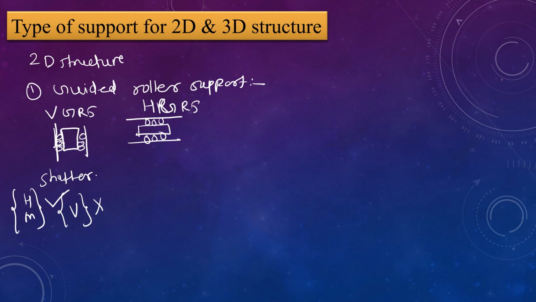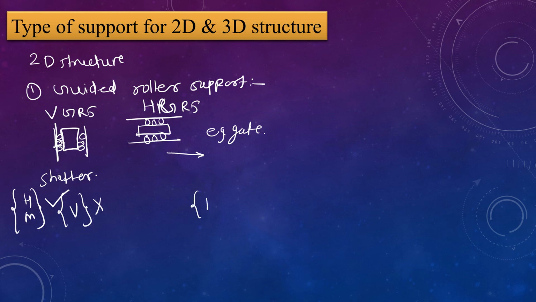Then in case of horizontal, an example of horizontal guided roller support is a gate, the gate that is present at the entrance of our house. That kind of gate is a horizontal guided roller support. And this support has only horizontal direction movement. It moves only in a horizontal direction.